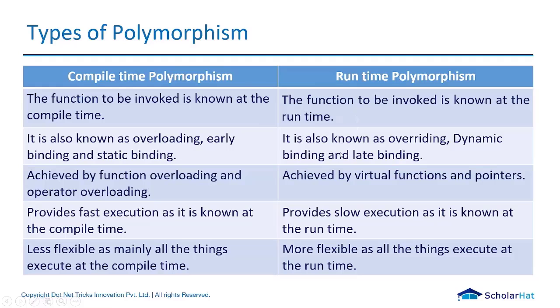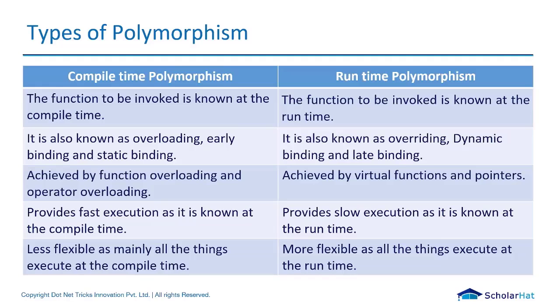And runtime polymorphism is also known as overriding, dynamic binding, or late binding. We're going to see function overloading in compile time polymorphism and function overriding with virtual functions in runtime polymorphism. The first is achieved by function overloading and operator overloading, and the second by virtual functions and function overriding. Compile time provides fast execution as it is known at compile time, and runtime is slow execution because it runs at runtime.